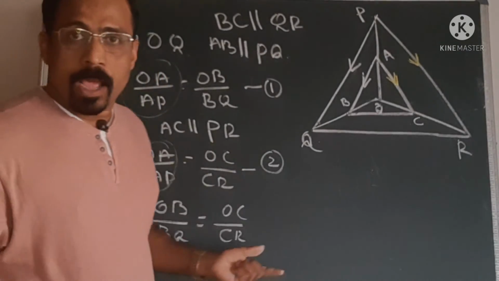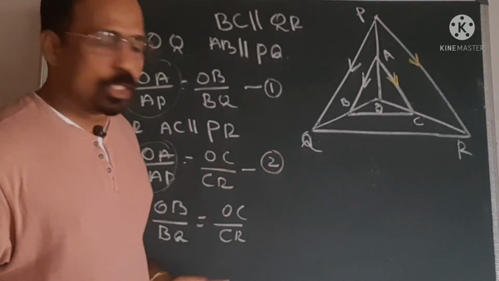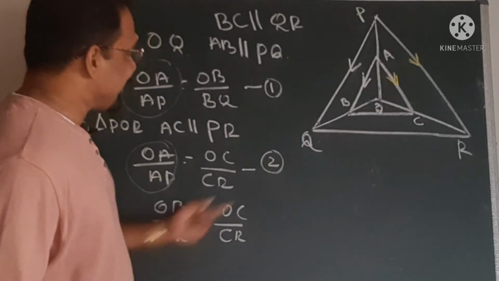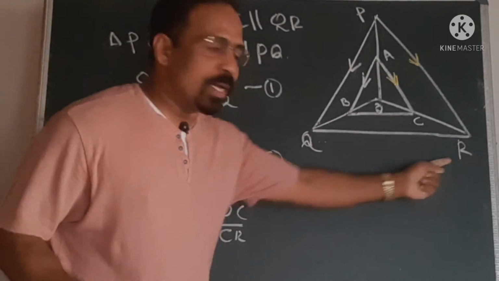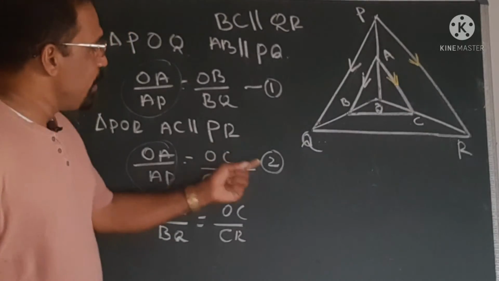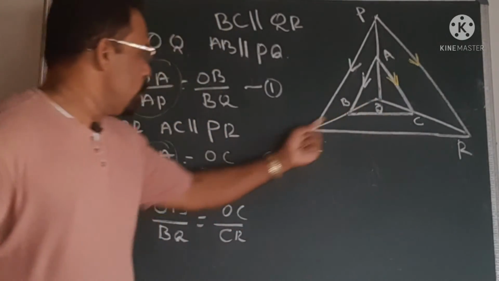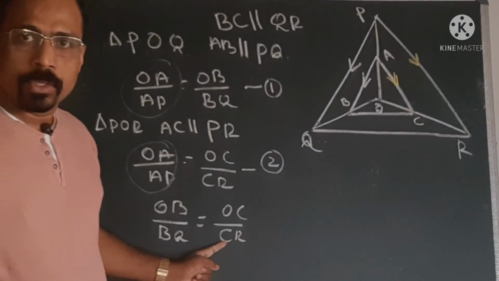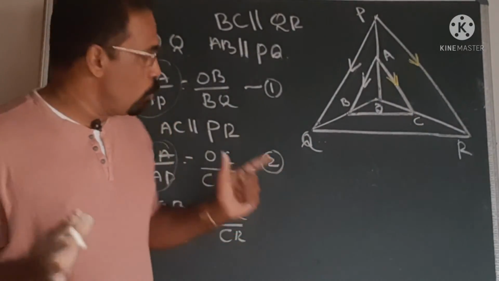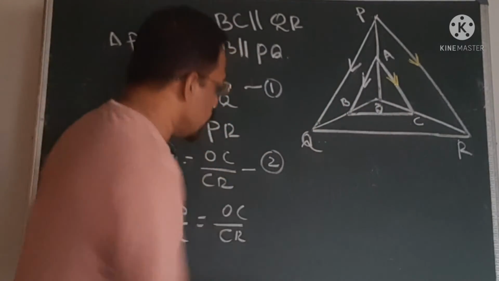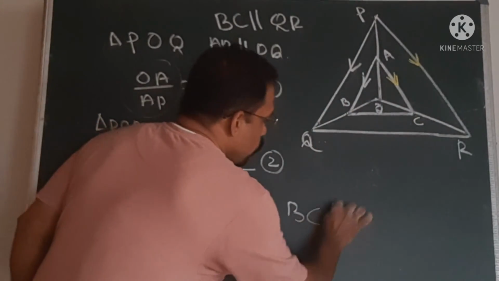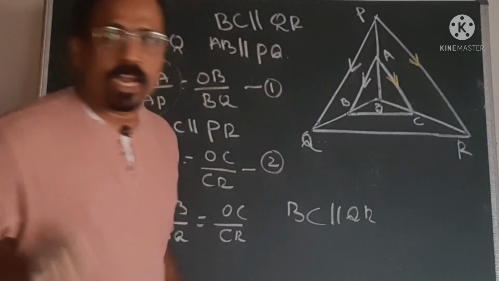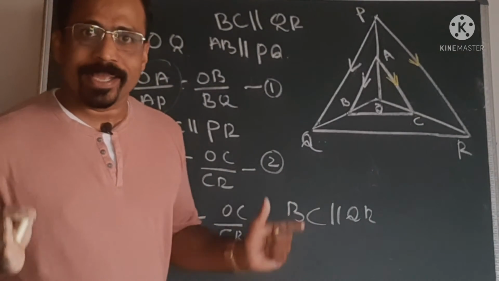When is it possible? According to the converse of basic proportionality theorem, we can say that BC is parallel to QR because OB by BQ is equal to OC by CR. So this is possible only when BC is parallel to QR according to the converse of basic proportionality theorem.